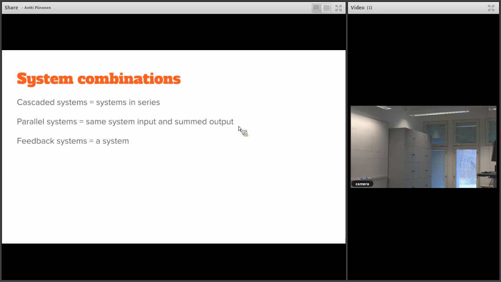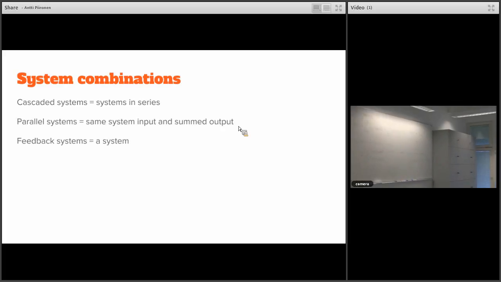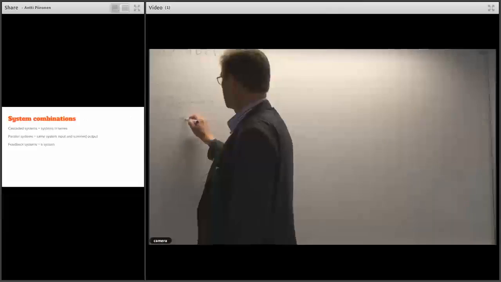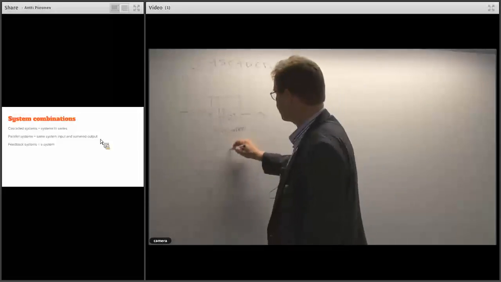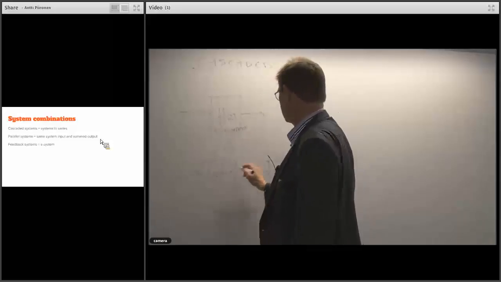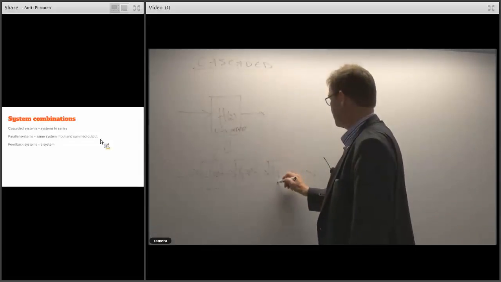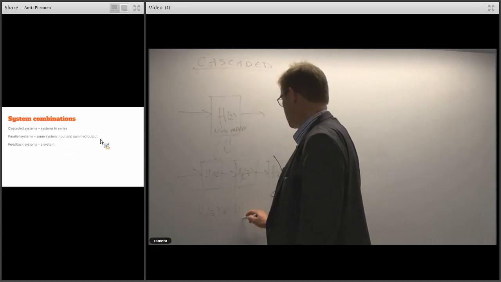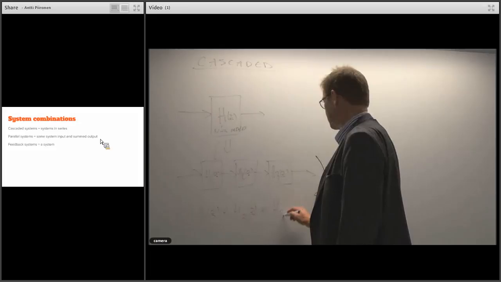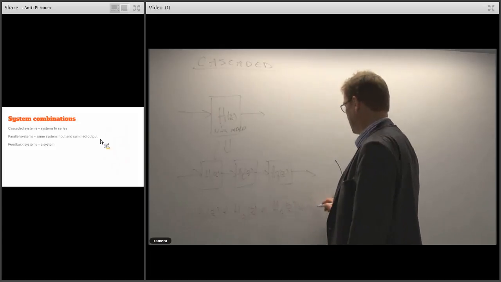So cascaded system means that if we have a first system like that, say of nth order, we can divide it into cascaded subsections H1(z), H2(z), H3(z) such that H1(z) times H2(z) times H3(z) is still the same H(z).